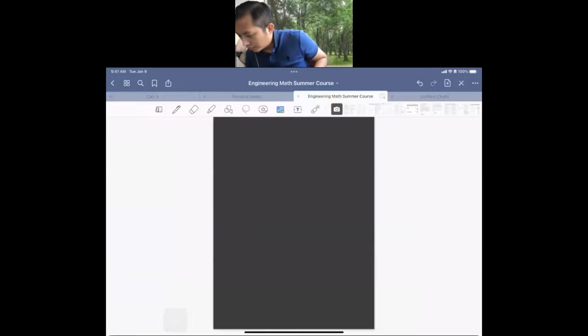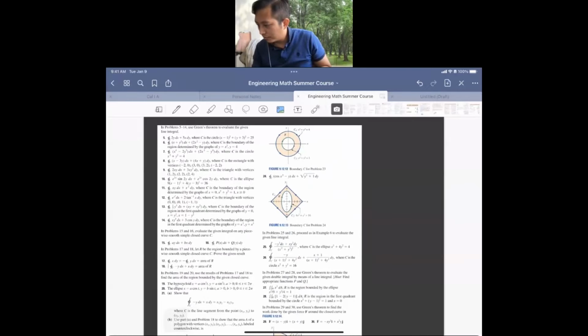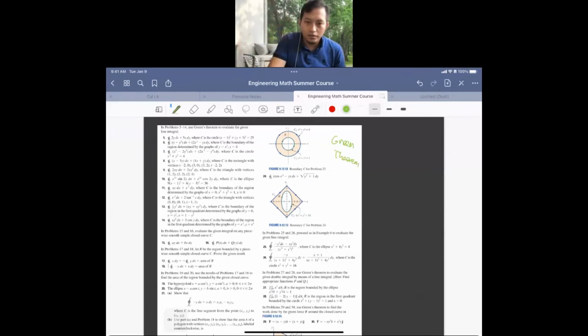So we might have question 4. I think this is the Green theorem. Skip number 1 to 4, just focus on this page. Green theorem is 9.12, if you're looking at your textbook. Since the Green theorem will include the double integral, I hope you are familiar with double integrals and also with the polar part of the double integral.